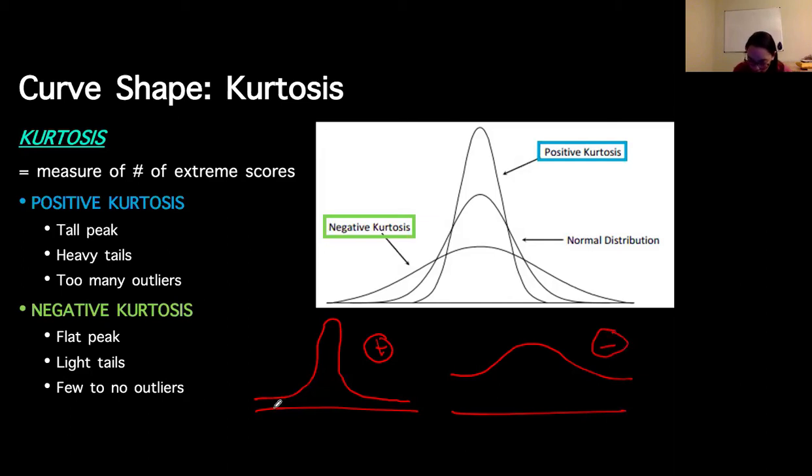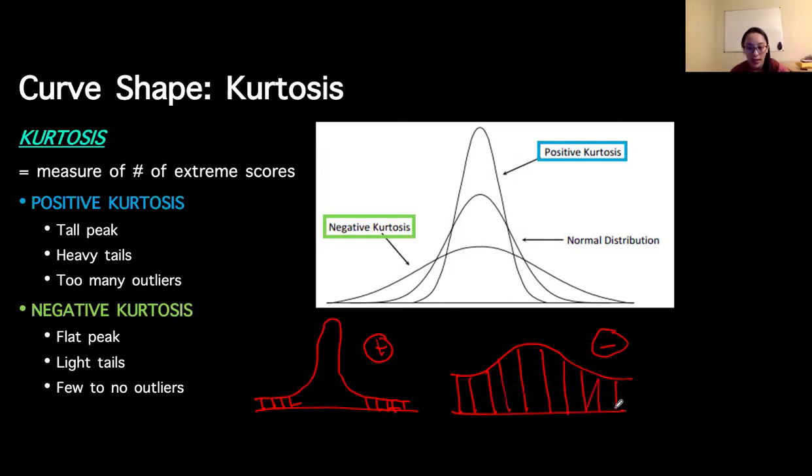So this indicates there's a lot of outliers in positive kurtosis. Okay? Negative kurtosis, there's few to none. Right? Because the actual frequency, if we drew like a bar graph, the frequencies of all of these different points in this graph are almost equal to each other. Okay?